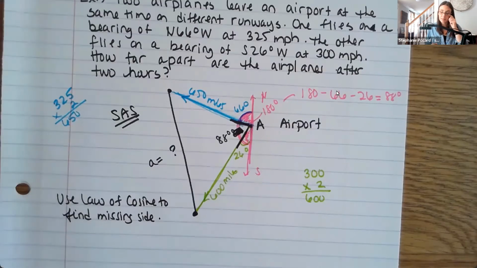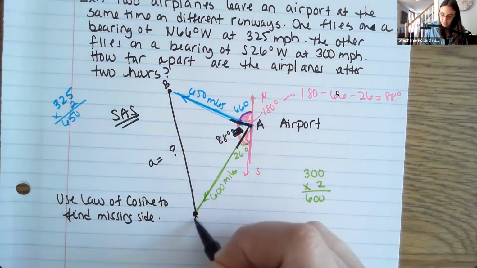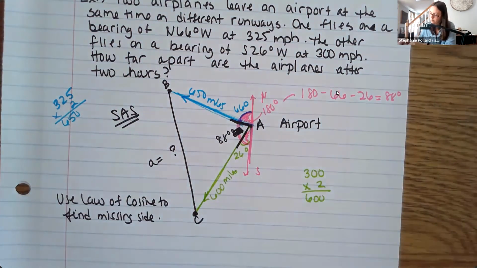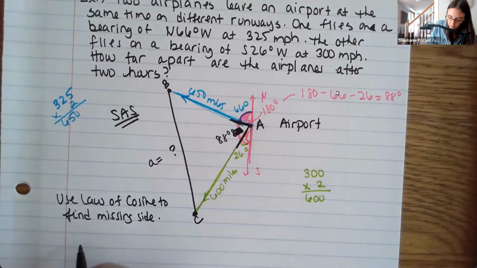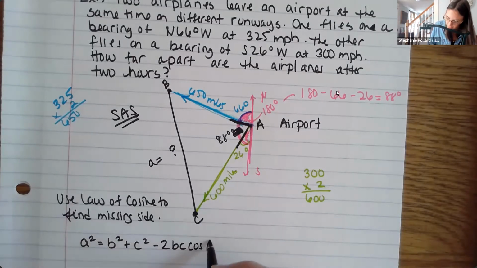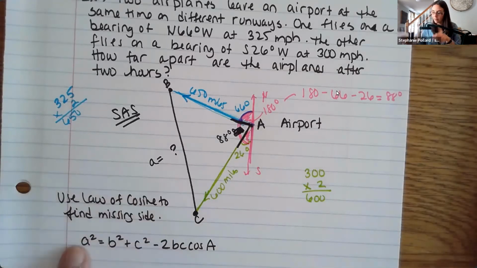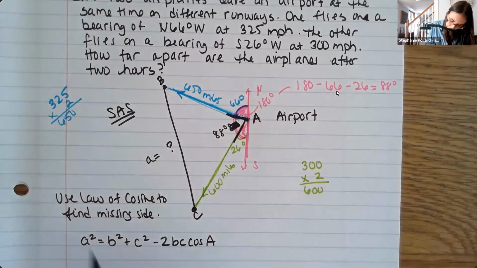To go ahead and find the missing side, I'm going to use A here, so I'm just kind of calling things A. We can call this one B and this one C, if that is helpful. So my formula is going to be A squared is equal to B squared plus C squared minus 2BC cosine of A. And again, I'm using the one that I'm trying to find. So I'm using that version.